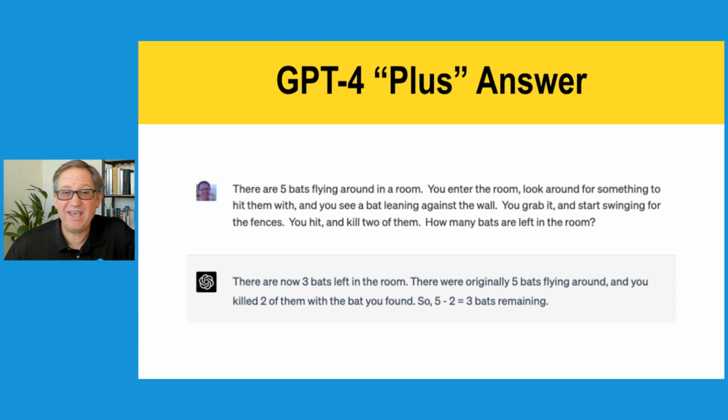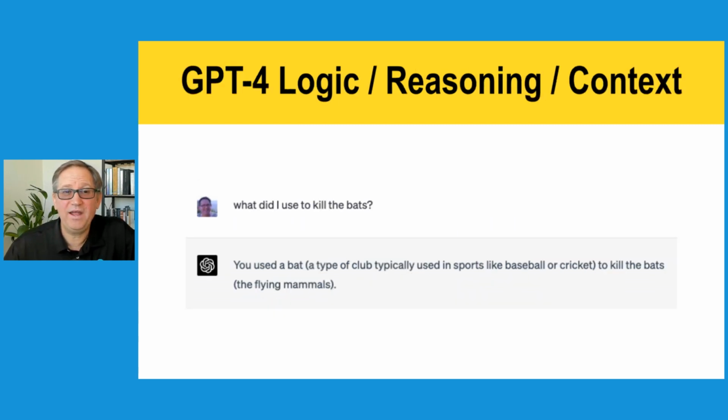Now, that's a pretty good answer, but I still want to know if it understands what I used to kill the bats. So my next prompt in GPT-4 is, what did I use to kill the bats? And the answer it gave me is, you used a bat. And in parentheses, it says a type of bat or a type of club typically used in sports like baseball or cricket. In parentheses, to kill the bats, parentheses, the flying mammals.